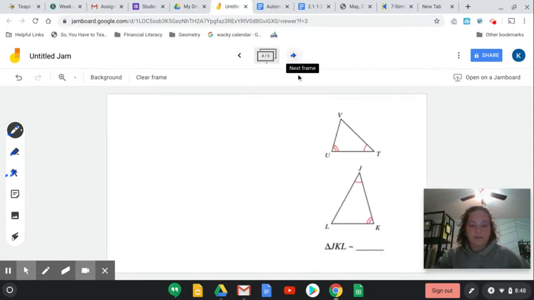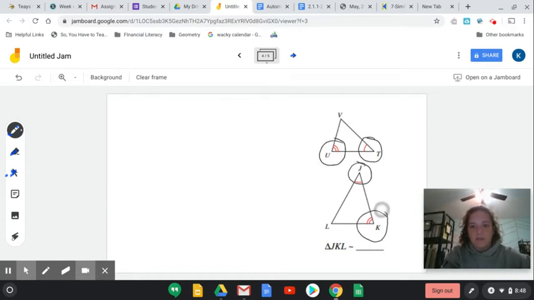All right, next. Here we have two triangles. We don't have any number information, but we are given information by drawing. So we can see that J is congruent to T, U is congruent to K. That's two angles that are congruent. So therefore, we have angle-angle similarity. So just by the markings, we already know that these are similar.